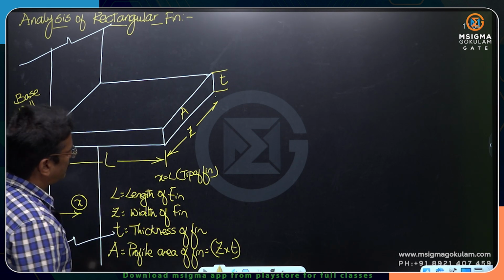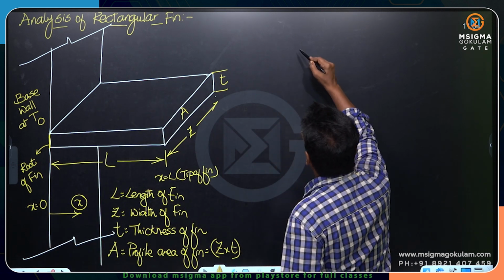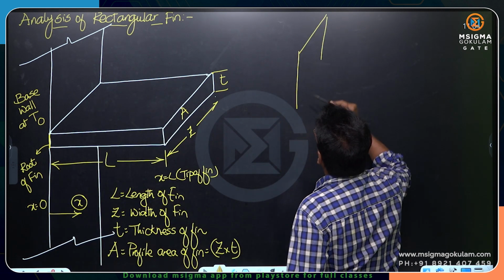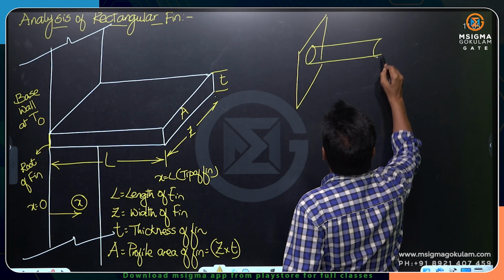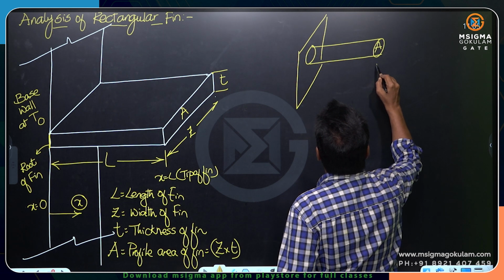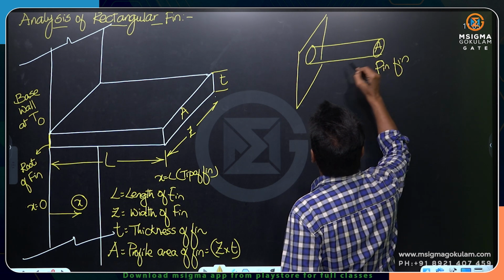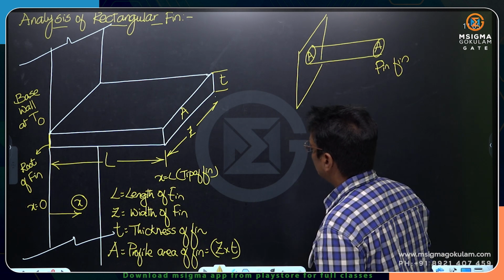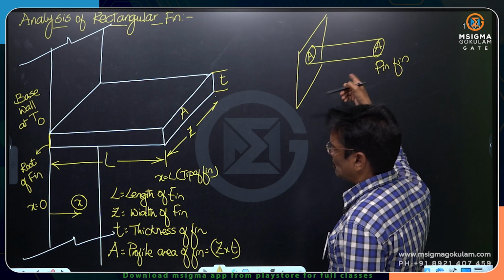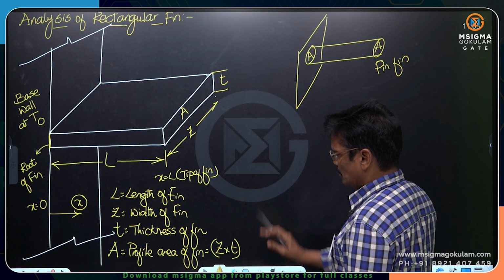Sometimes the fin could be of this kind of configuration. This kind of fin is called a pin fin, which is circular in cross section. This also can be analyzed, but mostly we will analyze the rectangular fin.